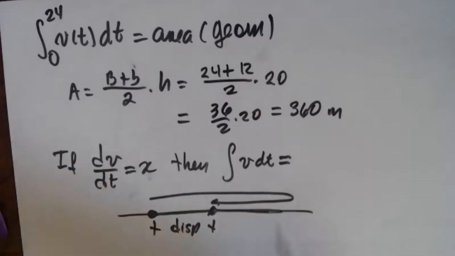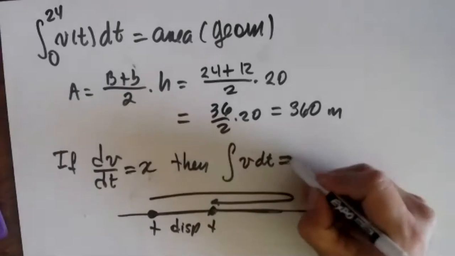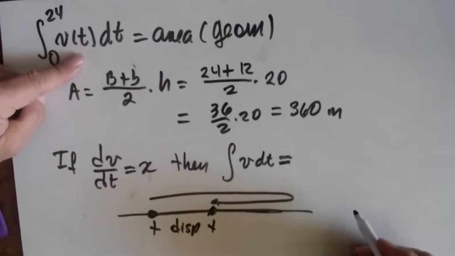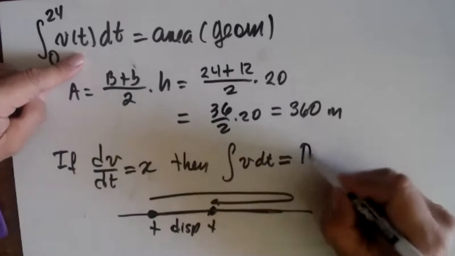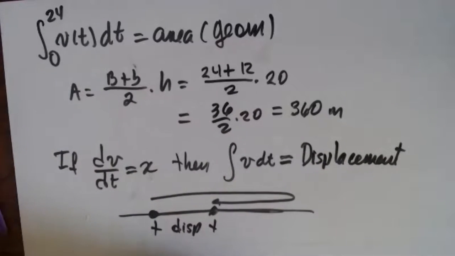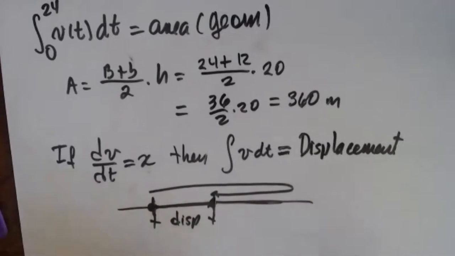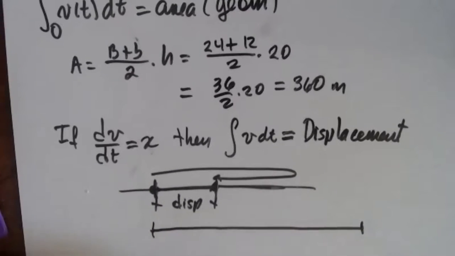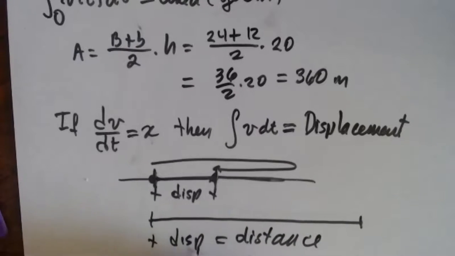So what is this one, displacement or distance? Displacement is the final position you end up at after going back and forth. Obviously, in this case, because it's always to the right, the displacement is equal to the distance traveled. They are the same in this case, because the particle never goes back.